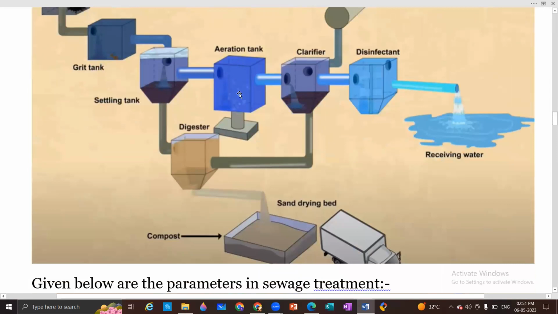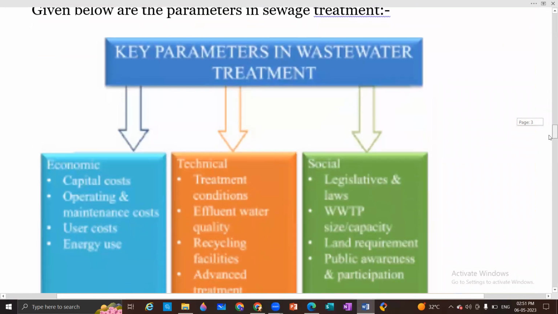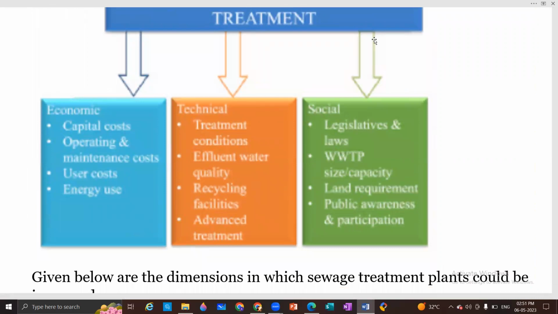Meanwhile, the water goes to the aeration chamber, then it is disinfected, and then it can be put back into water bottles. So the parameters in wastewater treatment are economic, technical, and social. So first of all, the costs should be kept in mind. Then there are a lot of costs like user costs, operating costs, and maintenance costs, which we also have to look at. And plus, the energy use also comes under economic.